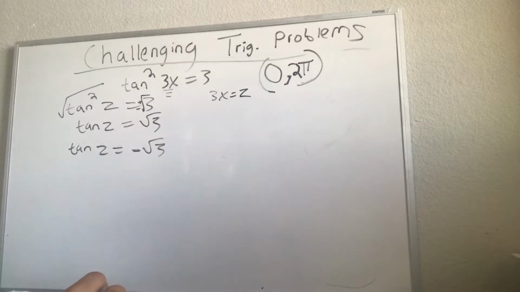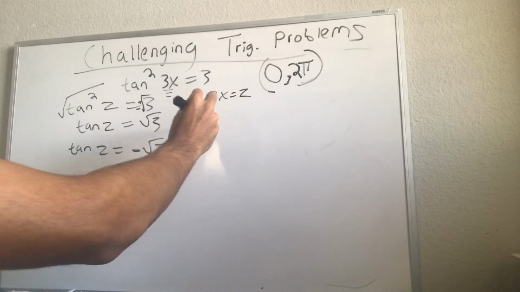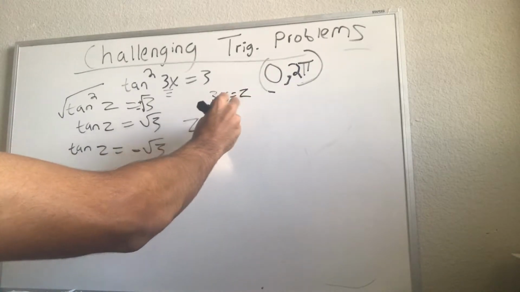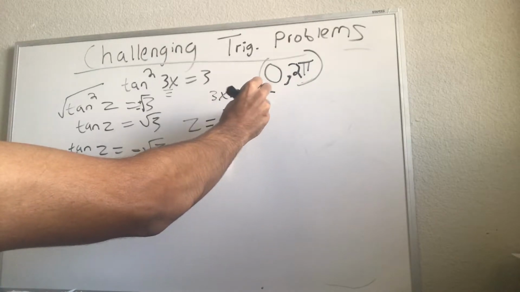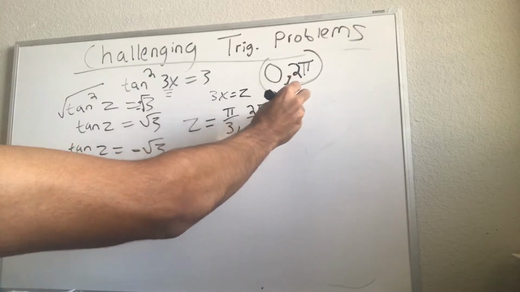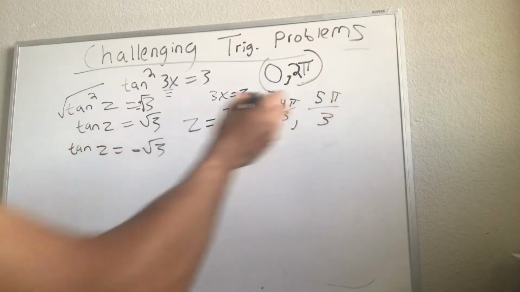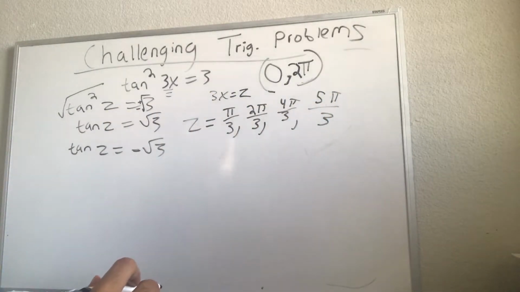And now when we look at this, clearly we should know, although it's on the unit circle indirectly, if you memorize all the key ratios involving tangent, you should understand that z in this case could equal pi over 3, 2 pi over 3, 4 pi over 3, and 5 pi over 3. And so these are the values that we get.